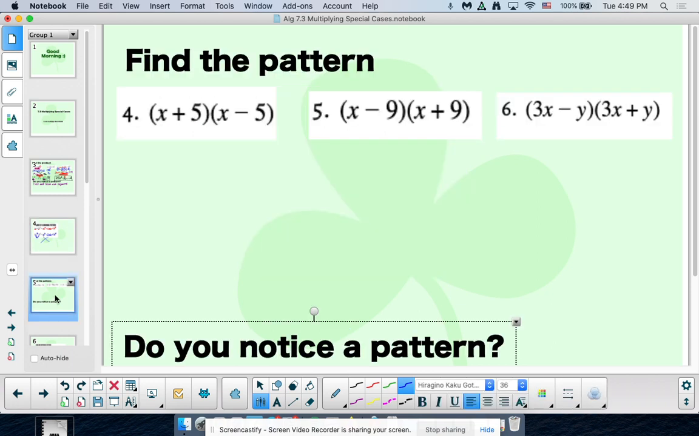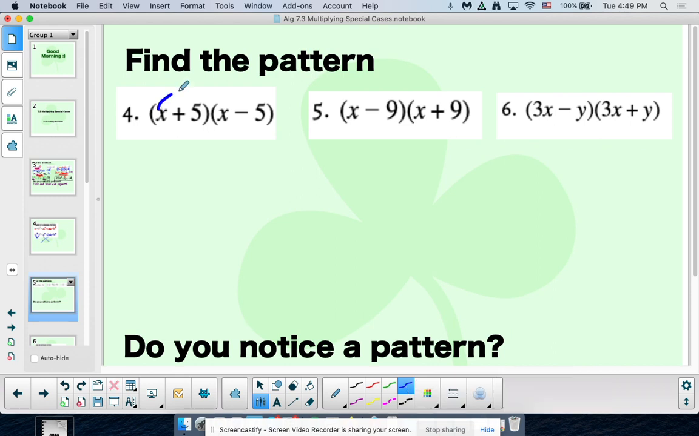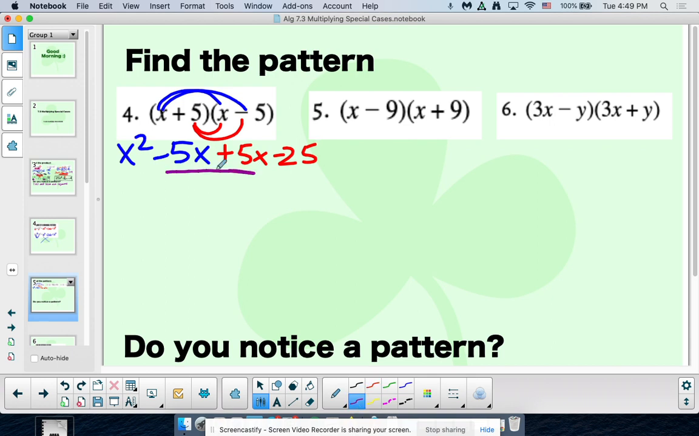Okay? Let's see if we notice a pattern on these ones, all right? So same thing. X times x is x squared. X times negative 5 is negative 5x. Going through our middle, 5 times x is 5x. 5 times negative 5 is negative 25. If we look here, again, remember we're going to combine those. So we'll drop down our x squared. But this time when we combine, what happens? What's negative 5 plus 5? They cancel out. So these just go away, and then we're just left with our last term. So that's it. We're done.